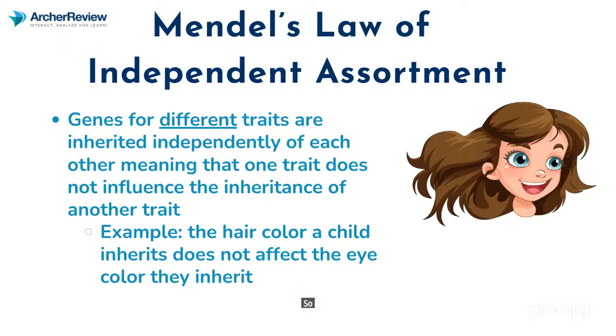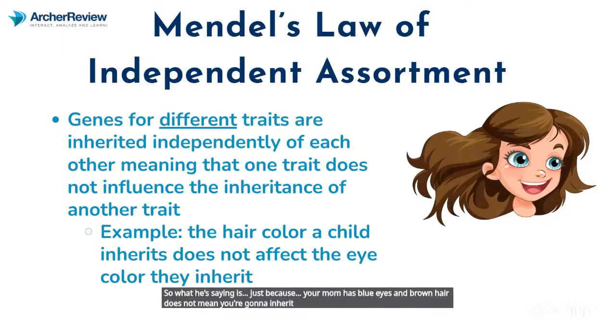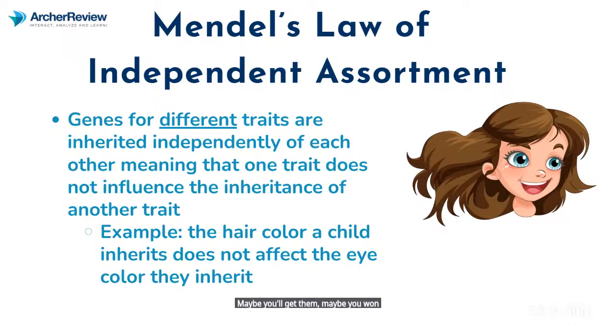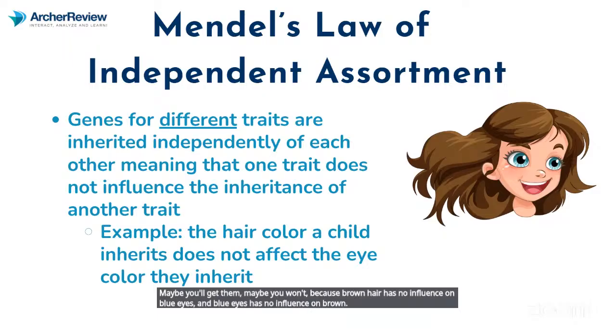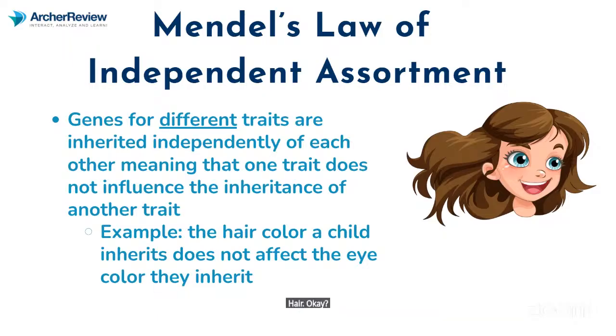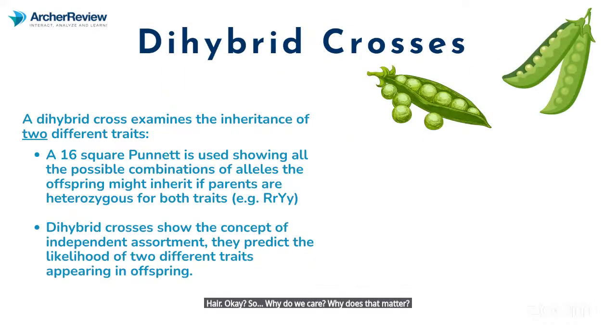So what he's saying is, just because your mom has blue eyes and brown hair does not mean you're going to inherit blue eyes and brown hair. Those two traits are inherited separately. Maybe you'll get them, maybe you won't, because brown hair has no influence on blue eyes and blue eyes has no influence on brown hair. Okay? So, why do we care? Why does that matter?